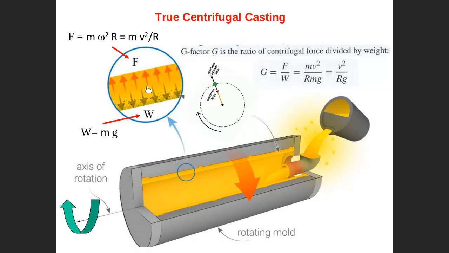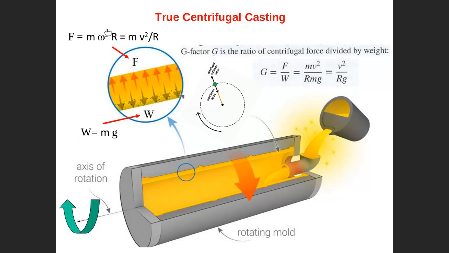Please give me your attention. If the centrifugal force is bigger, then you will get the cast. If the weight is bigger, then you will not get the cast. To get the cast, centrifugal force must be bigger than the weight of the liquid, right?